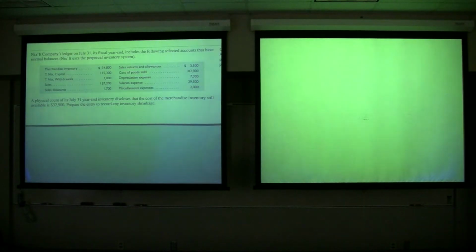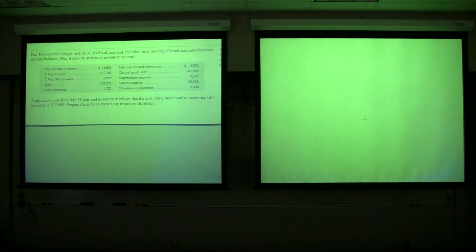So here's how this one reads. What it says, perhaps it's easier to read. So what it says is the next company ledger on July 31st. Its fiscal year end includes the following selected accounts that have normal balances. And it is a perpetual inventory system.